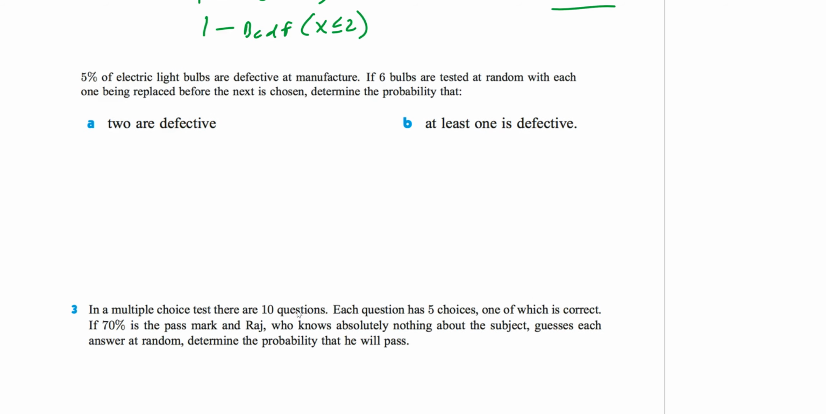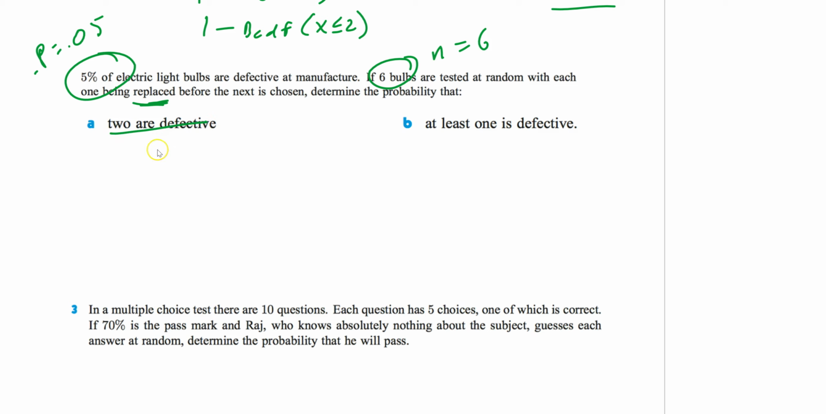I'll try to give you a little diversity in problems. 5% of electric light bulbs are defective at manufacture. If 6 bulbs are tested at random, each one replaced, notice, independent before the next is chosen, determine the probability. So again, notice what we have. 5% are defective, so probability 0.05. I probably should check that first, because they might say how many are good, and then it'll be 0.95. But they're asking how many are defective, so I'm good, right? Probability defective, 0.05, that's what I'm looking for. 6 bulbs are being tested, so n equals 6. Now I just gotta find my r.